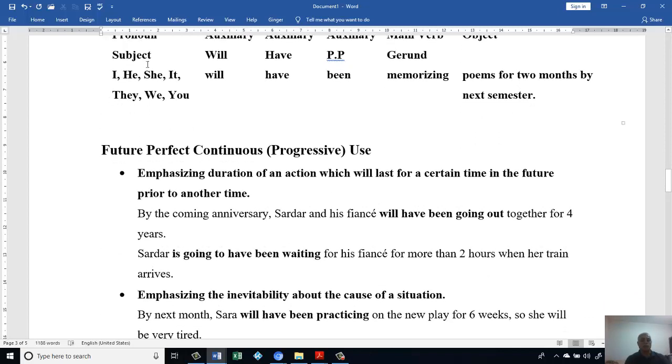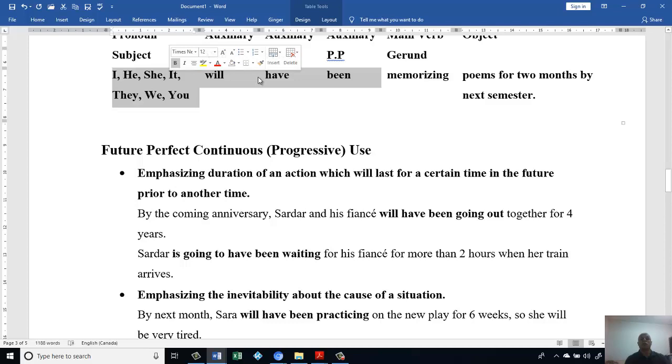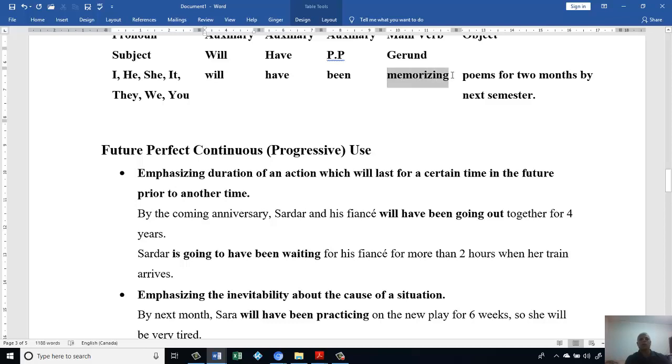Same subject, I, he, she, it, they, we, you, all of them use will. Then we have been. If we look here, this is going to be future in the perfect time, but we want to make it continue in the perfect time. Then we add the ing form, or gerund, of a verb. Then we say, I will have been memorizing poems for 2 months by next semester.